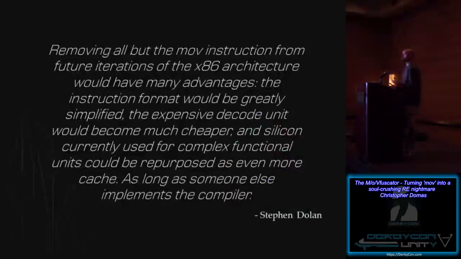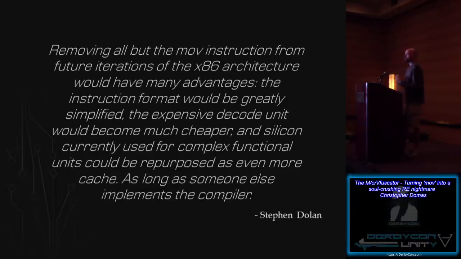And Dolan acknowledges this. He tongue-in-cheek concludes his article: removing all but the move instruction from future iterations of the x86 architecture would have many advantages. The instruction format would be simplified, the expensive decode unit would become much cheaper, and silicon currently used for complex functional units could be repurposed as even more cache, as long as someone else implements the compiler.